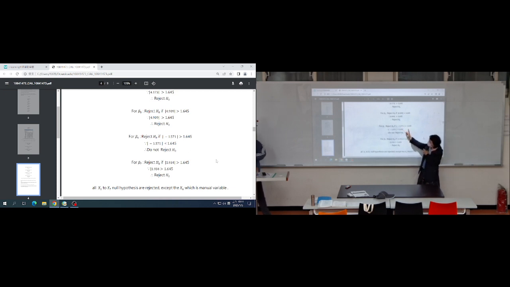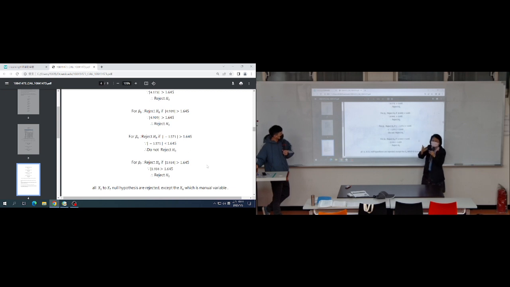Is this one greater than this one? No, so I do not reject. In this case, the correct thing is you do not put the absolute sign here, but put the negative sign here, because the critical value is negative. You see what I'm saying here?